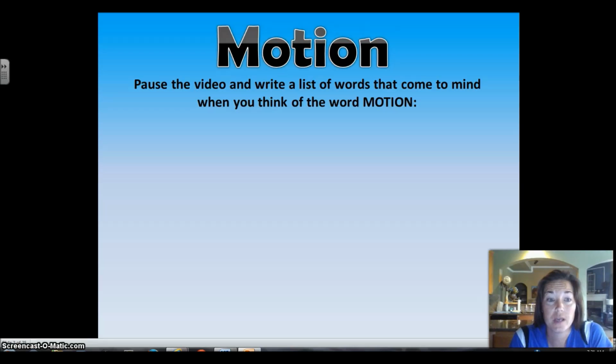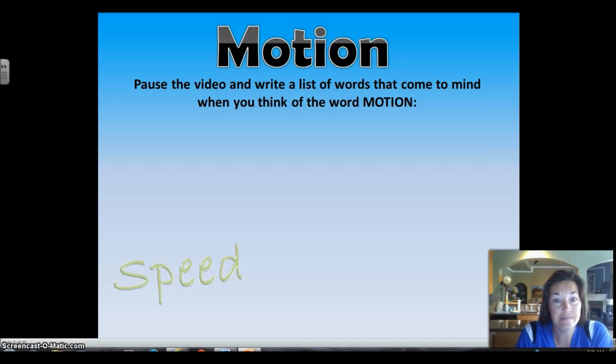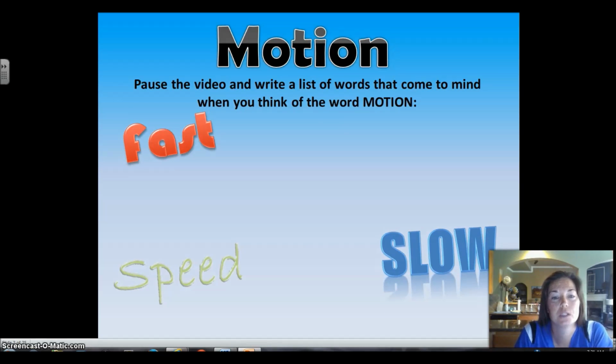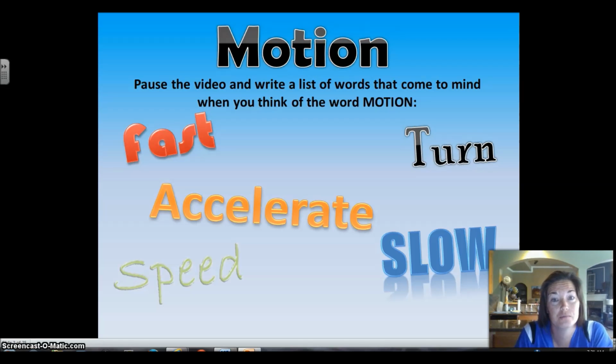I'm not sure about the words that came to mind when you thought about the word motion, but some of the words that I thought about were speed, like going fast, and going slow. I also thought of accelerate, as well as turn, motion that's turning. And since we just finished discussing energy, I also thought of kinetic energy, which is the energy of motion. So hopefully your list has a few, if not all of these words. And go ahead and add these words to your list.